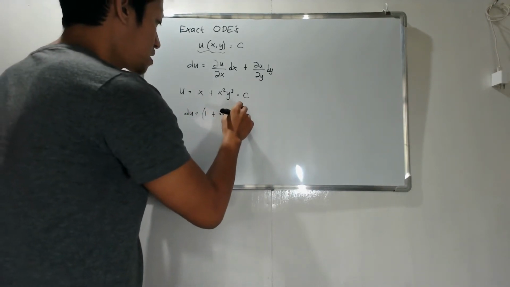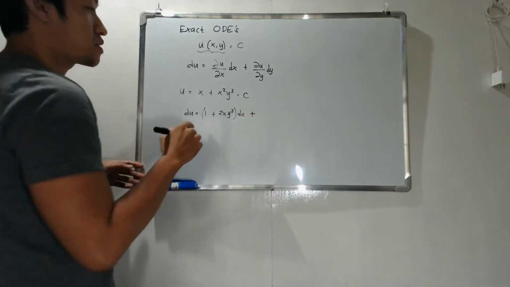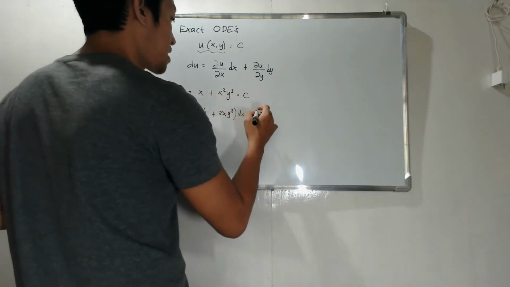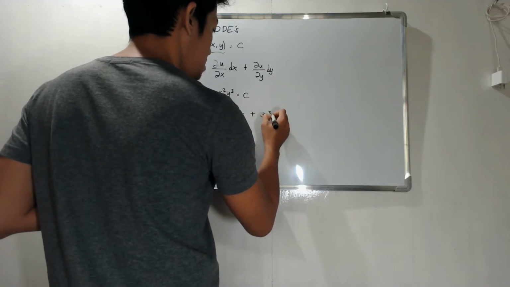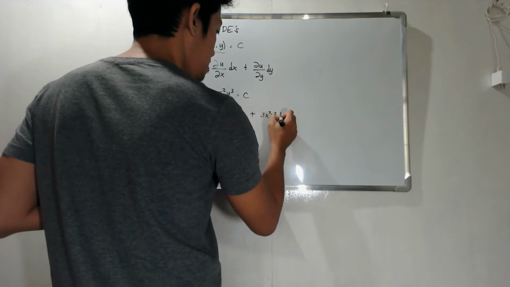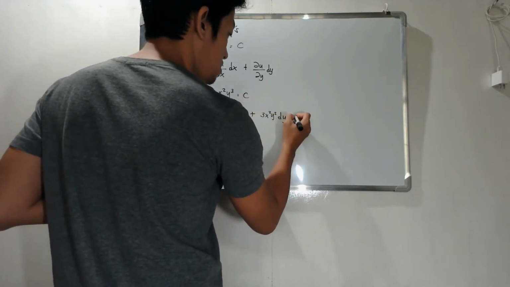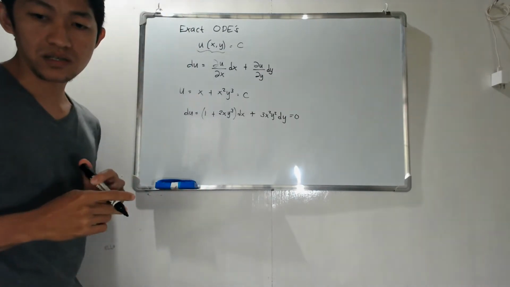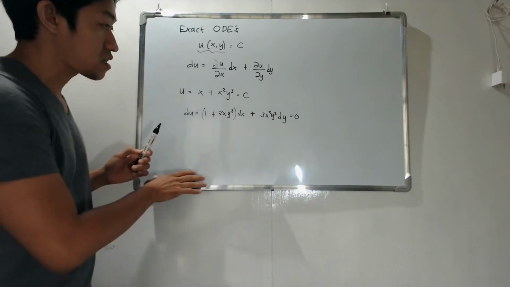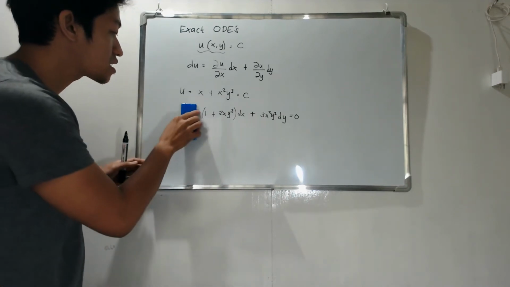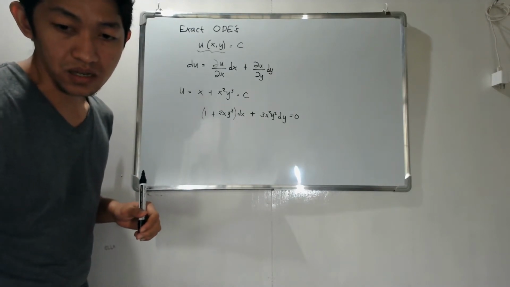Multiplied by dx plus partial of u with respect to y. So you have 3x squared y squared dy, and then this is equal to 0 because the derivative of a constant is 0. Okay, so you will now get this equation.